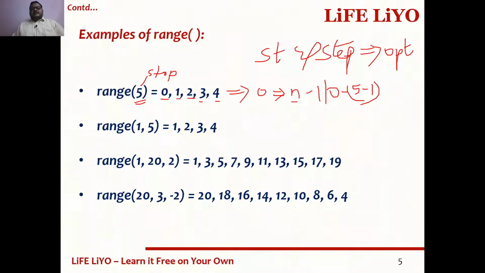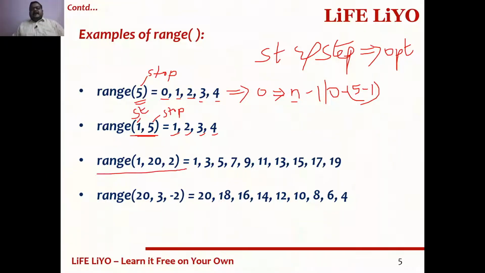Next, in the range function, if you pass two parameters, then the first one will be treated as the start and the second one will be treated as the stop. So it starts at 1 and stops at 5 minus 1, because whatever stop value you consider, the range is going to take up to stop minus 1 only. So it started at 1, 2, 3, 4. It will not accept 5 because stop minus 1 is 5 minus 1, 4.